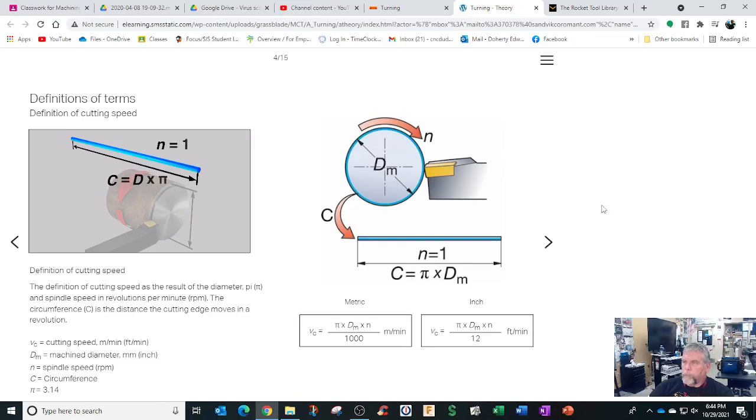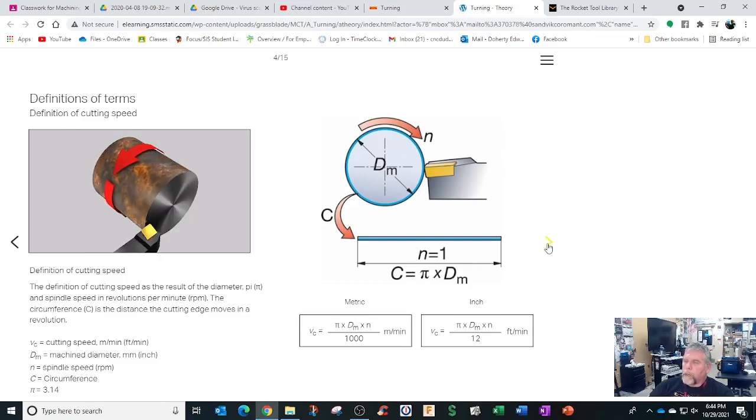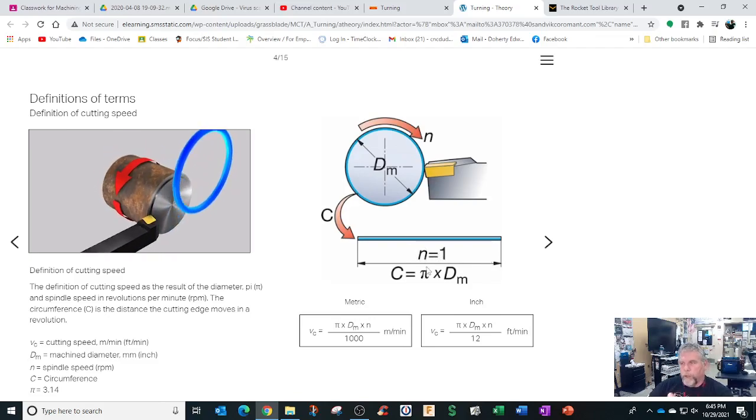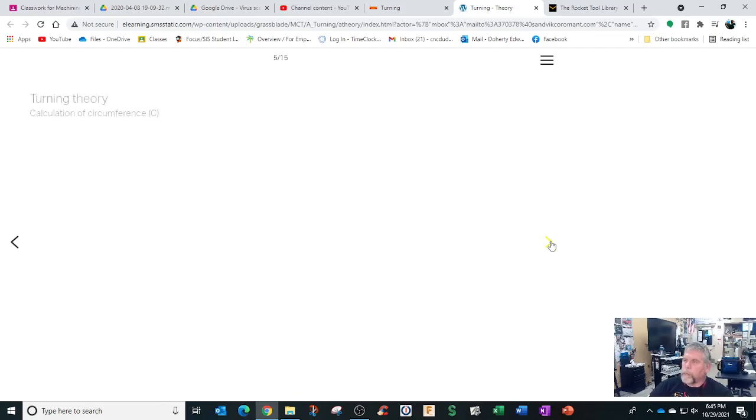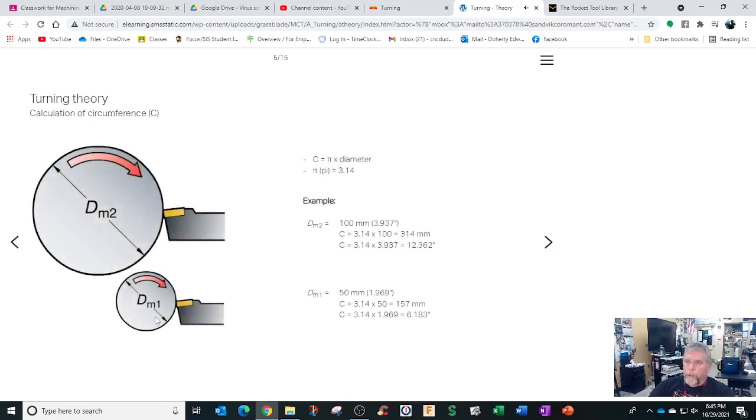So let's go to the next one. This is actually a much easier calculation. It's a little bit like the third step of this one here. Here you can see the difference of the circumference. All right, so you've got your big tractor trailer tire and your little boat trailer tire.